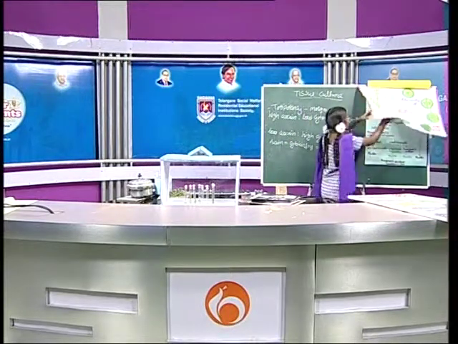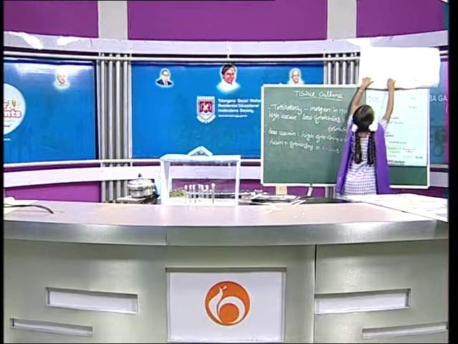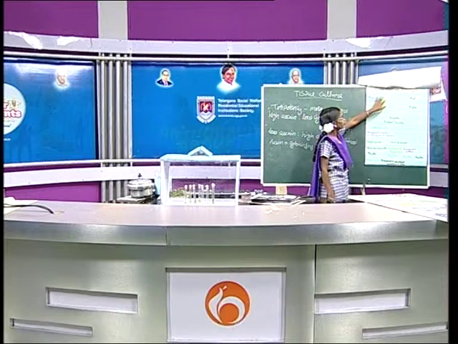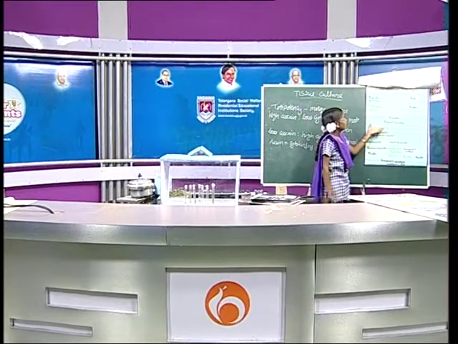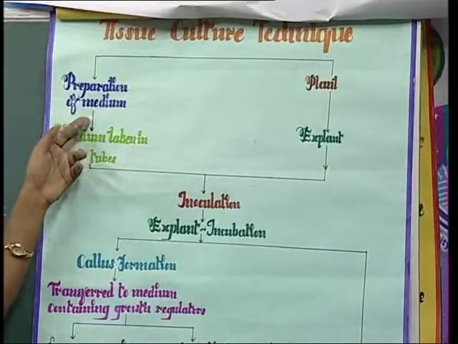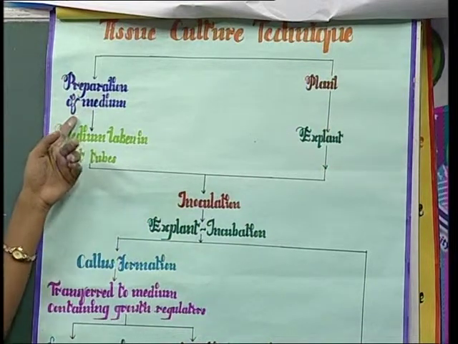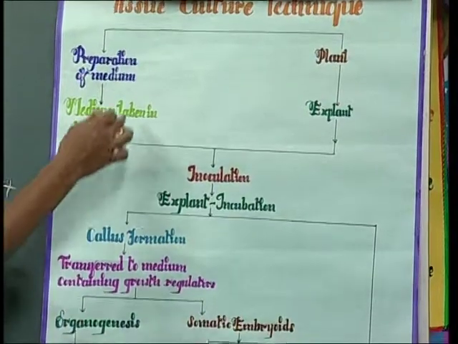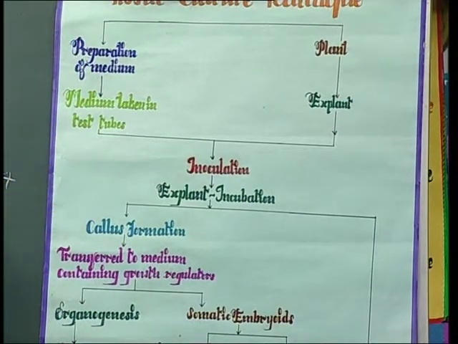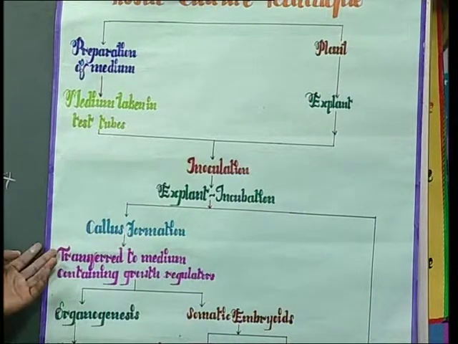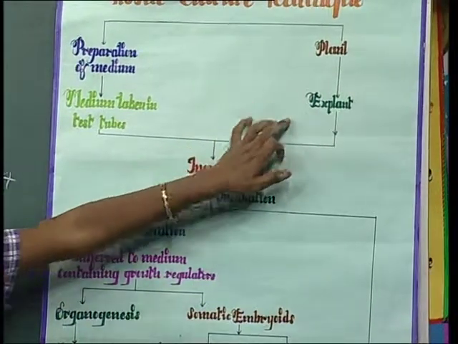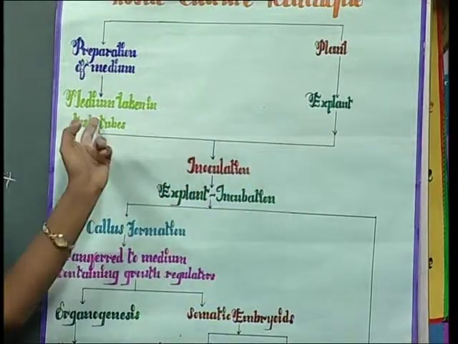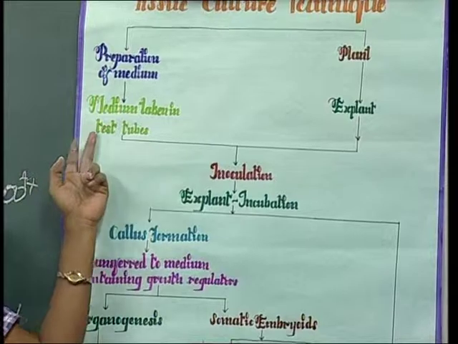Let us see the tissue culture technique process in the form of a flow chart. Preparation of medium. Just now we have prepared a medium by adding some agar-agar to it, and the medium must be taken in a test tube, conical flask, etc. And the sterilized explant must be inoculated into the sterilized nutrient medium.